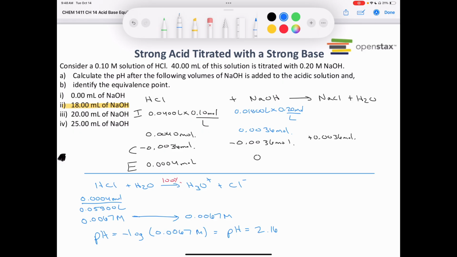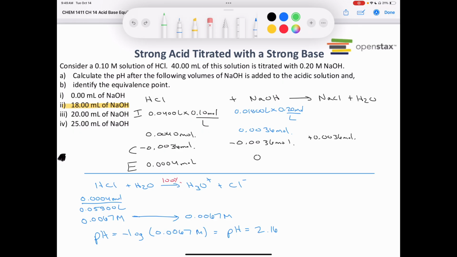Does this make sense? Sure it does, because we started out with 0 mils of our sodium hydroxide and our pH was 1 at that point. Now we've added 18 milliliters of sodium hydroxide, and so the pH has increased, right? We still only have HCl, but its concentration is not as high. In the first problem, the concentration of our HCl was 0.1 molar, and now it's gone down to 0.0067 molar. So of course the pH is going to increase.